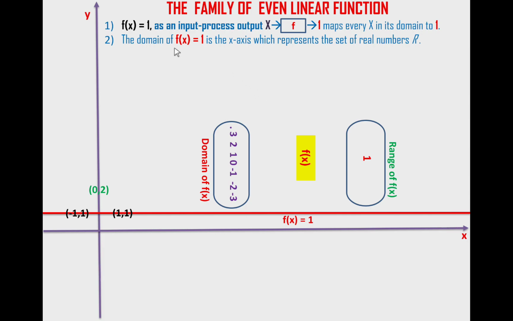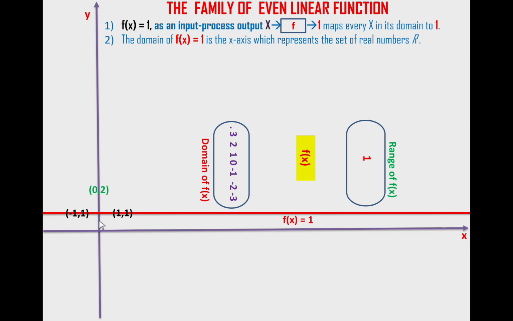So we say the domain of f of x equal to 1 is the x-axis, which represents the set of all real numbers, because regardless of the value of x taken from the x-axis, positive or negative, every point in the x-axis has a matching point in f of x equal to 1 vertically, within 1 unit distance from the x-axis, because the x-axis is at y equal to 0 and f of x equal to 1 is at y equal to 1.